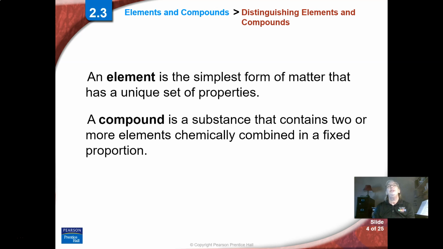A compound is when you have two or more of those elements off the periodic table chemically combined together in a fixed proportion, like water's an example. H2O, there's two hydrogens with one oxygen. That's a compound. And it's got a ratio of how they're going together. So two hydrogens, one oxygen.